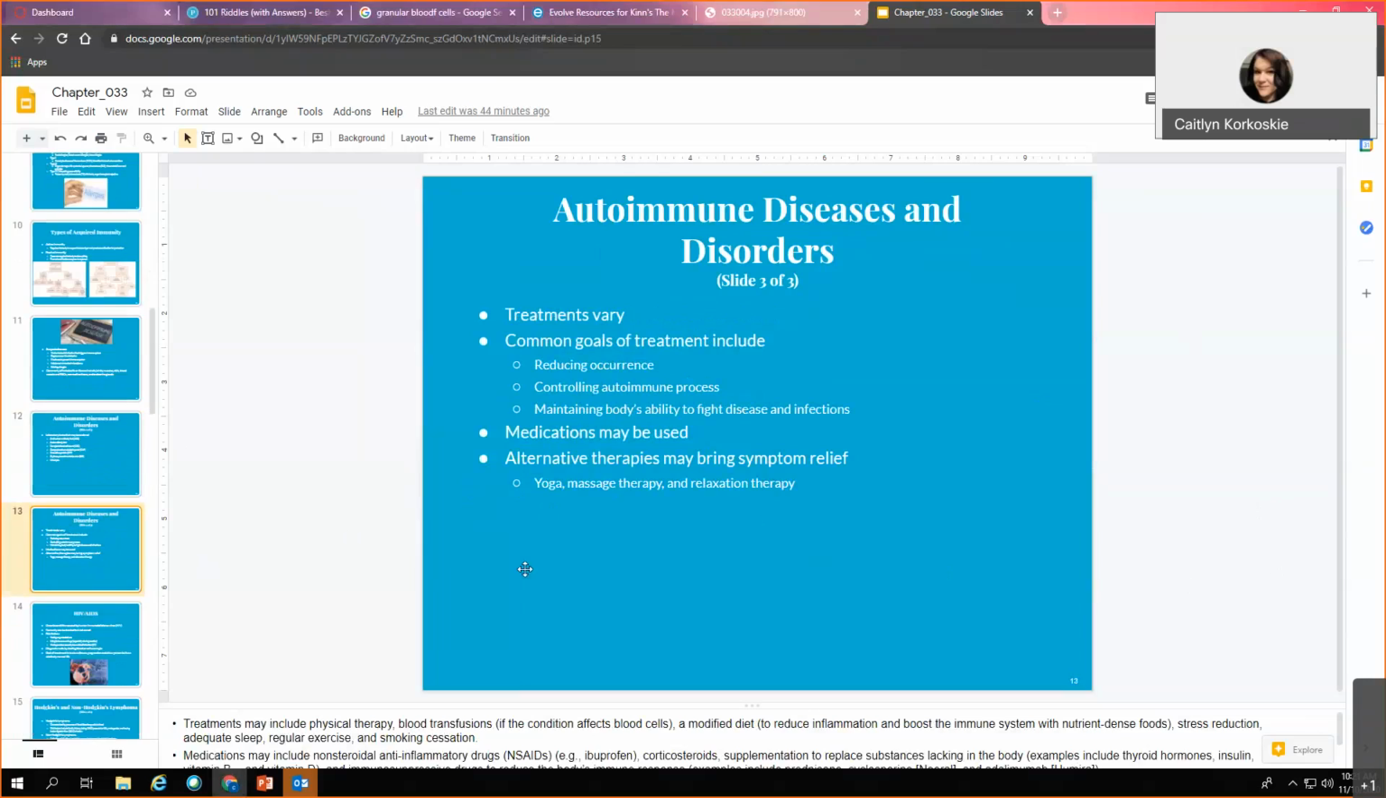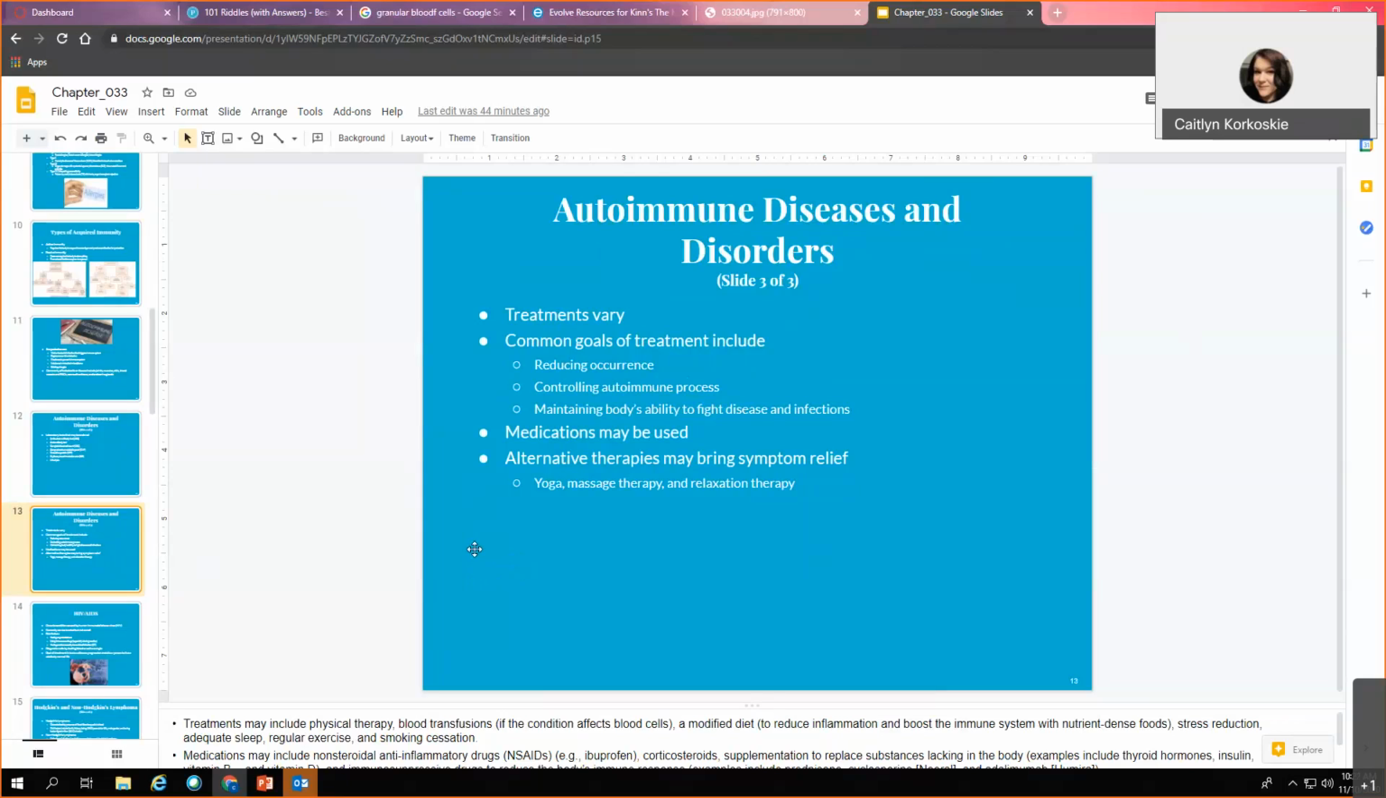But treatments vary depending on the type of disorder and its severity. One of the main treatments now for a lot of autoimmune diseases is the Humira injection. They use that a lot for Crohn's disease, lupus, psoriatic arthritis, and different skin conditions like psoriasis. But again, it depends on how severe it is.